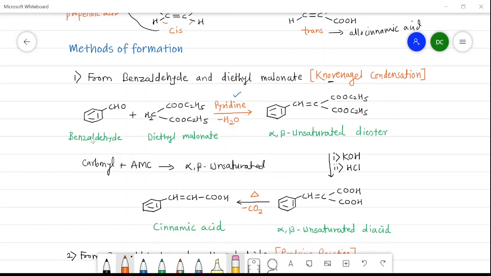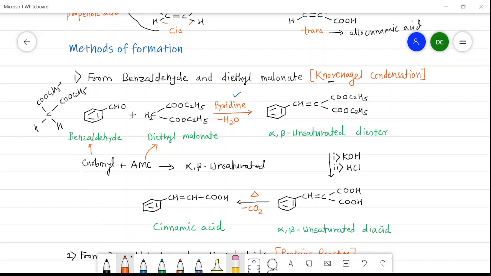Look here, the carbonyl group is here, in benzaldehyde, that is the CHO group. The active methylene compound is diethyl malonate. Then what is meant by an active methylene compound, or what is the function of this diethyl malonate? Look carefully. The CH2 group is sandwiched between two ester groups. Diethyl malonate has a CH2 group in between two ester groups. I will write the structure of diethyl malonate: COOC2H5, CH2, and here again COOC2H5.